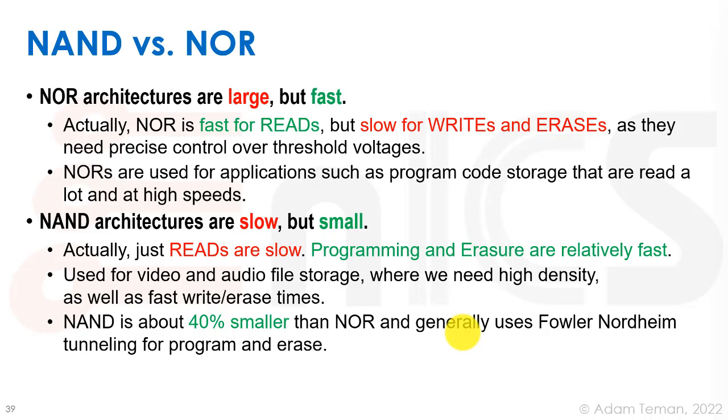They also use faster write and erase times. So they're really a much better solution than NOR for most things except for these high-speed reads. So anything that we really need read and write ability and not just read, we're going to be using NAND, and especially if we need high density. And NAND it's really a lot smaller. It's like 40% smaller than NOR in its initial state, and we'll see that in fact it gets even smaller than that. So it generally uses Fowler-Nordheim tunneling for both program and erase.